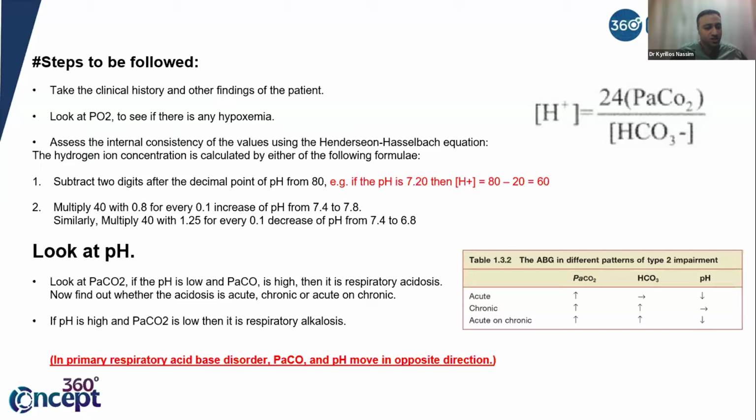And if the pH is high and CO2 is low, then it is a respiratory alkalosis from the start. But keep in mind that in a primary respiratory acid-base disorder, CO2 and the pH move in opposite directions. When we have an ABG and we see PCO2 going down and pH going up, this opposite direction tells us that this is a primary respiratory acid-base disorder.